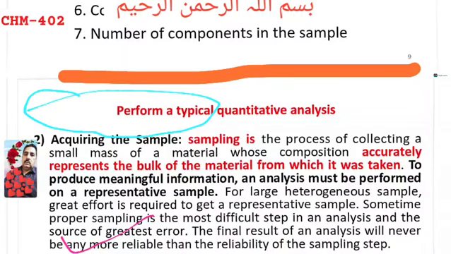For a large heterogeneous sample, great effort is required to get a representative sample. Sometimes proper sampling is the most difficult step in analysis and a source of greater error. The final result of analysis will never be more reliable than the reliability of the sampling step.